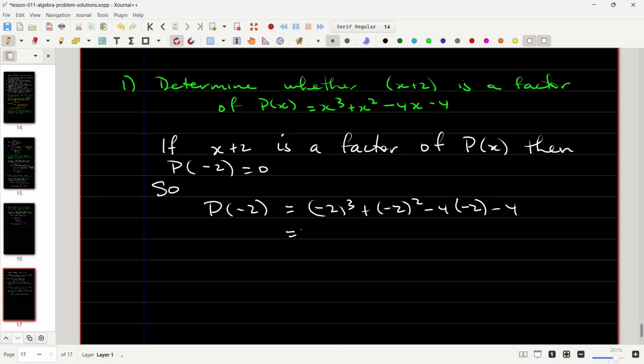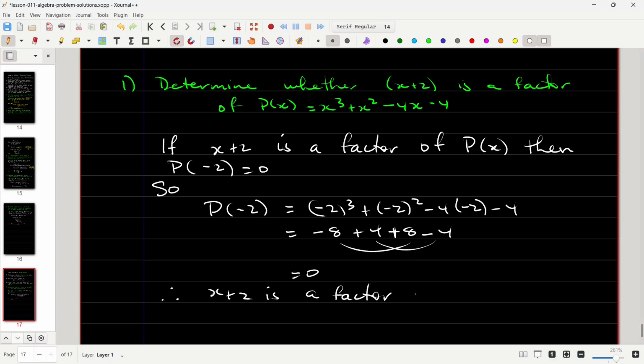So p of negative 2 is equal to this, and then 2 2s of 4, 2 is a negative 8, 2 2s of 4, so that's positive 4, and then negative 8 again, and then negative 4, and you can see right away, this is positive, so this cancels with this, and this cancels with this, and we get 0. Therefore, x plus 2 is a factor of p of x.